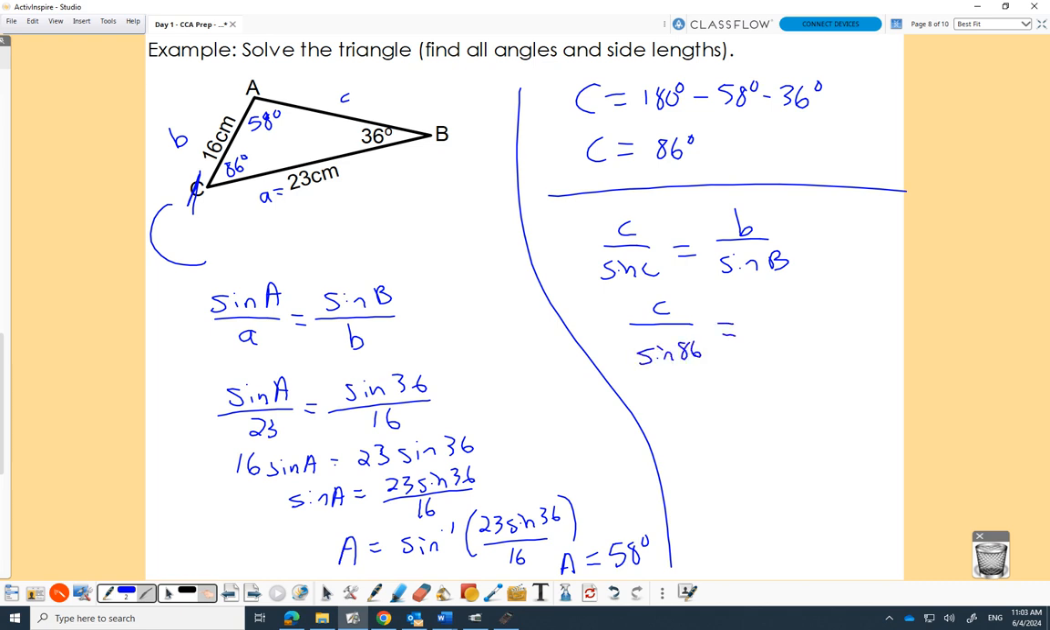equals 16 over sine 36. And if you really can see what's happening here, because the unknown's in the numerator, I don't need to cross multiply. What I really need to do is just take the sine 86 and move it over and multiply. So that's a little half step. I don't say that that's just life-changing. I just mention it just in case people are doing it like that.